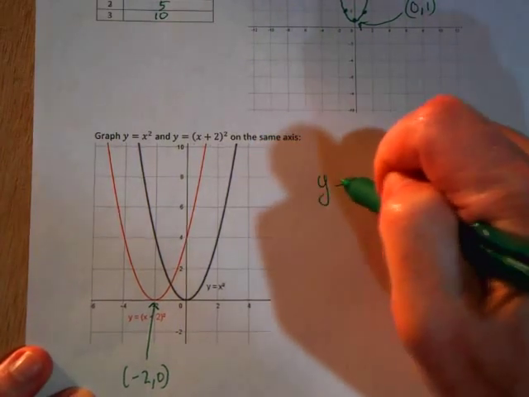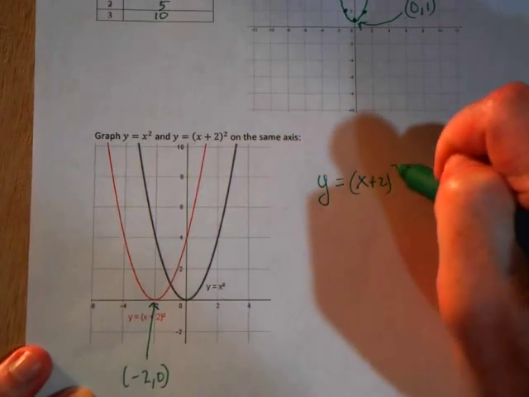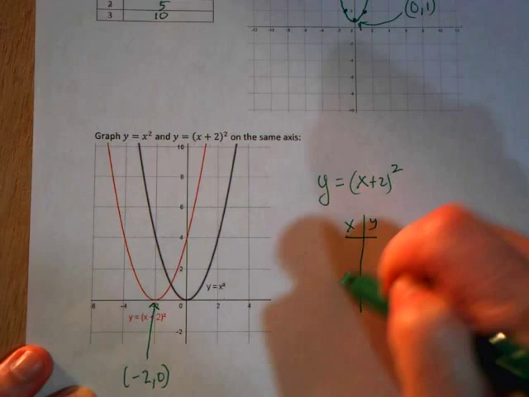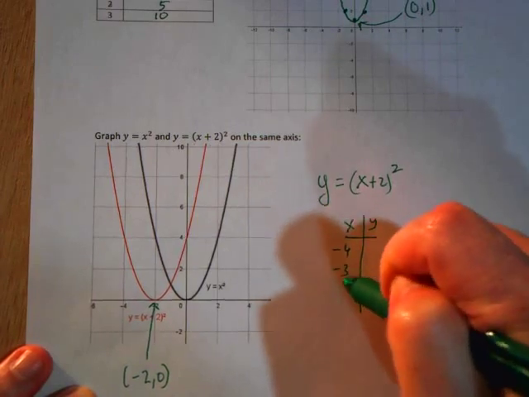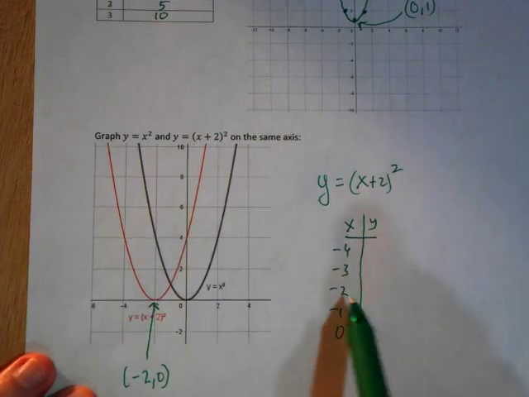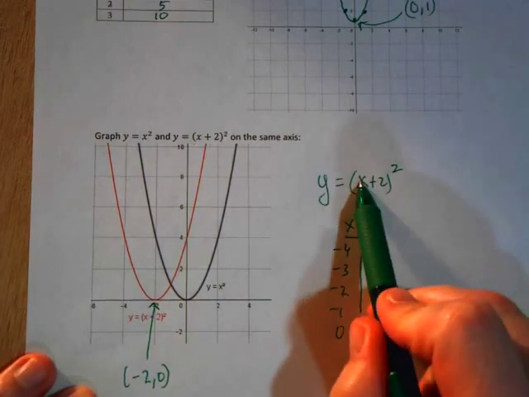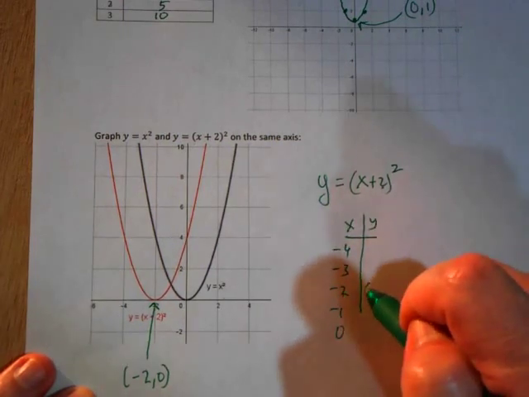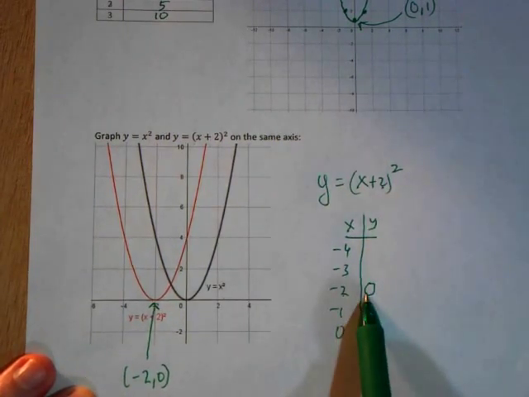I am going to build a little bit of a table. I'll plug in these numbers. If I plug in negative 2, I'm going to start there. Negative 2 plus 2 gives me 0, and 0 squared is 0. And that's going to be the lowest spot.